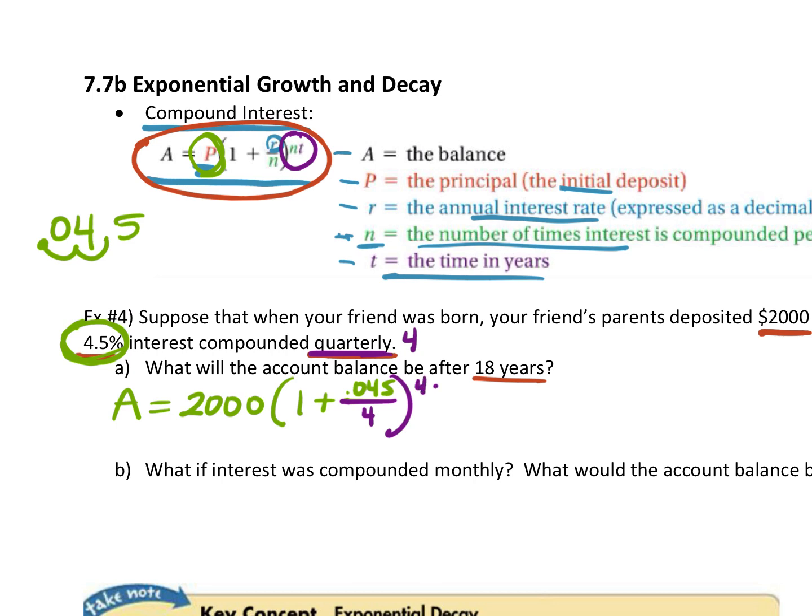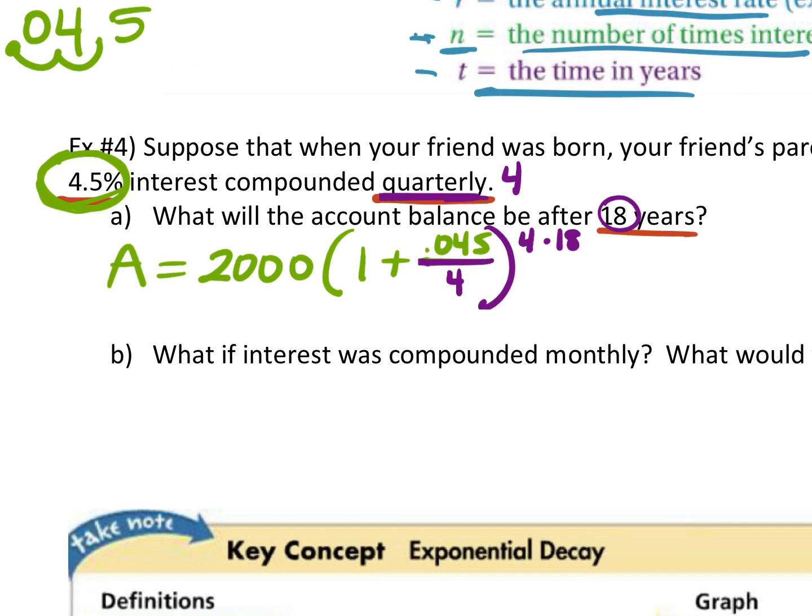What's your t? 18 years. We'll just plug it in right now. That's fine. Okay, here's where I need you to pull your calculator out and make sure you can plug it in, because a lot of people can get to this point and then they plug things in goofy and they get the wrong number. So get your calculator out and see if you can plug this in and get the right answer.